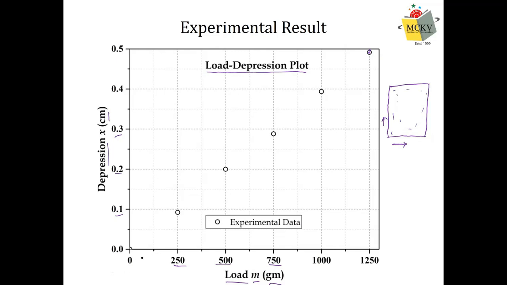For that, you check. Suppose you will place 250. Why will you place 250? You may place it in such a way that between 0 and 250 there will be say 10 divisions, only 10 divisions. Then what will be the value of one smallest unit along x-axis? 250 by 10, that is 25 grams.